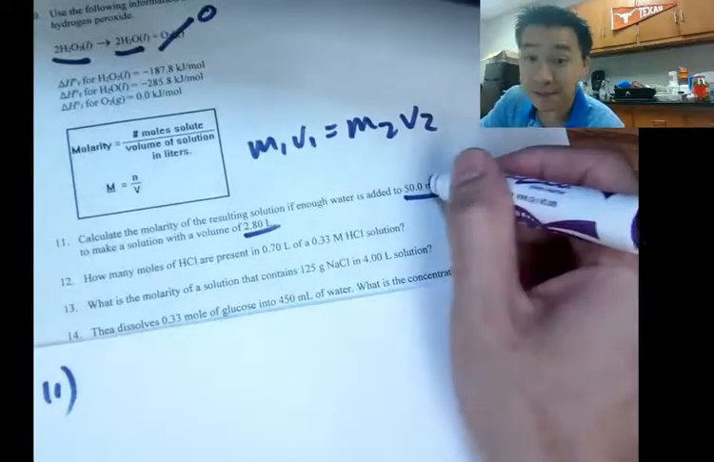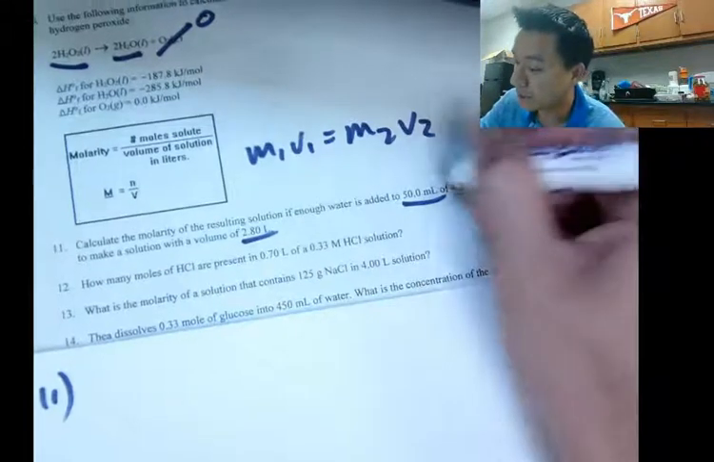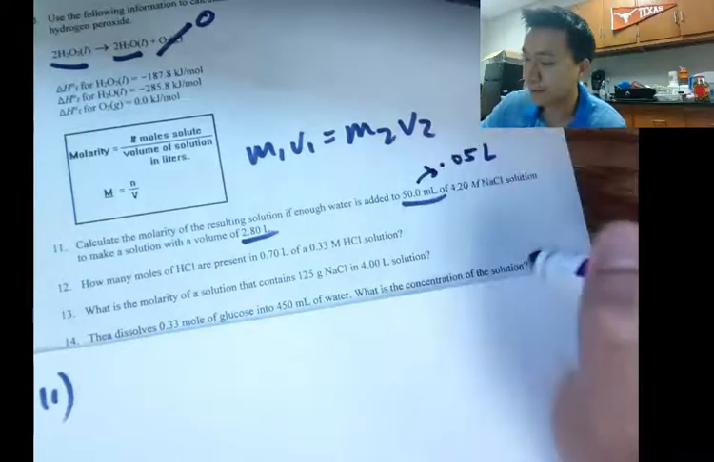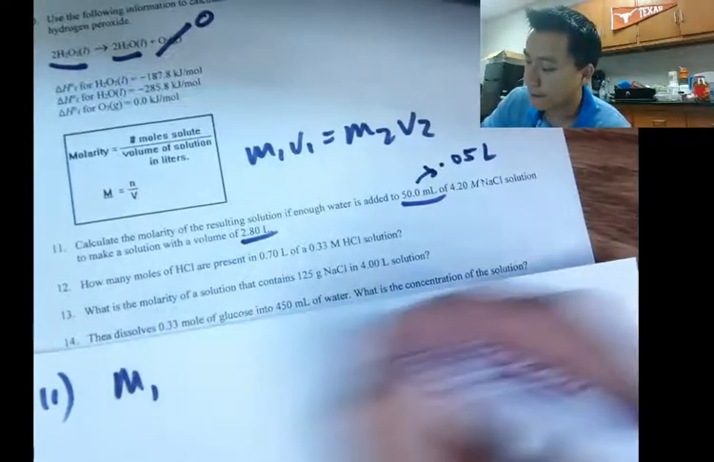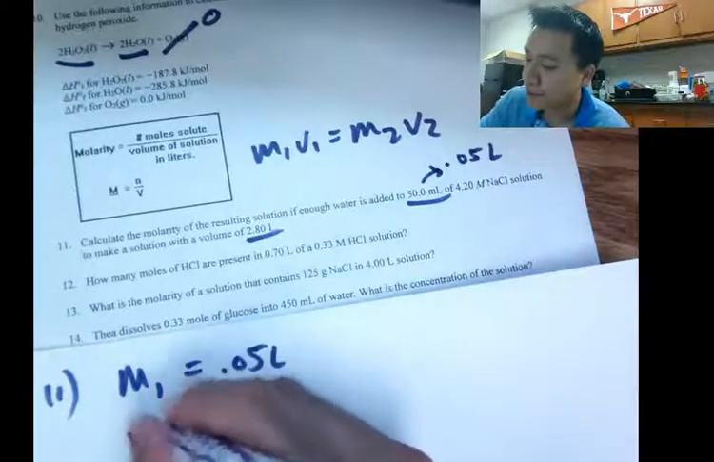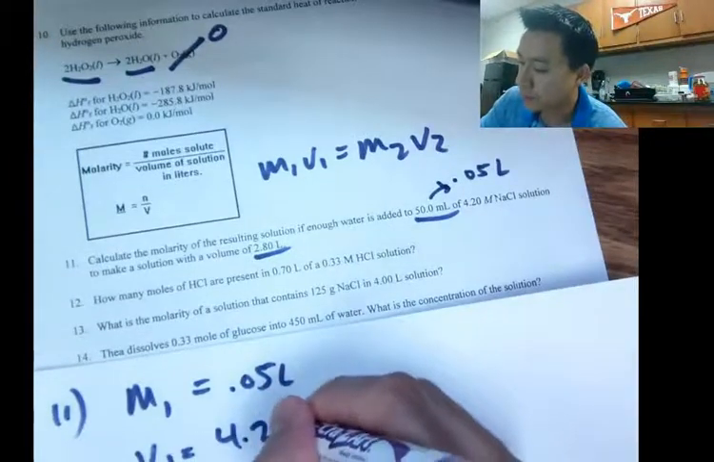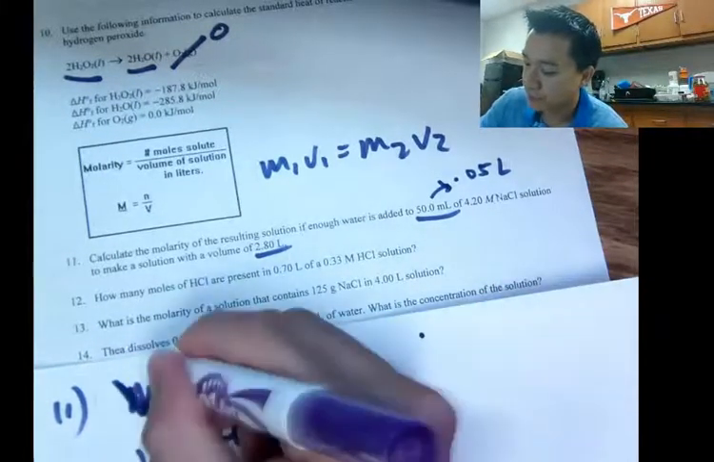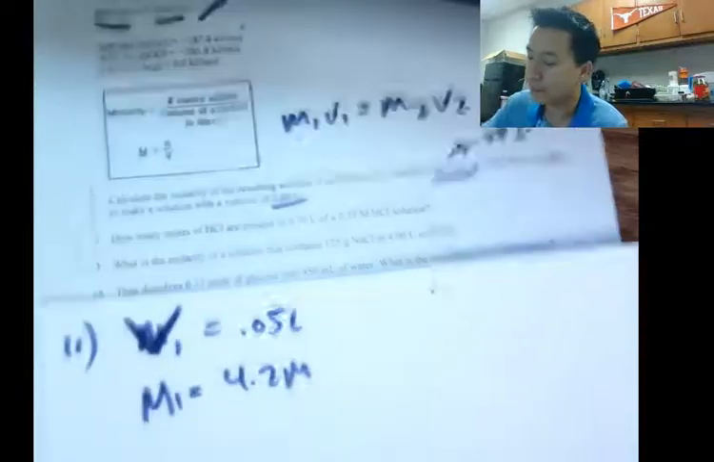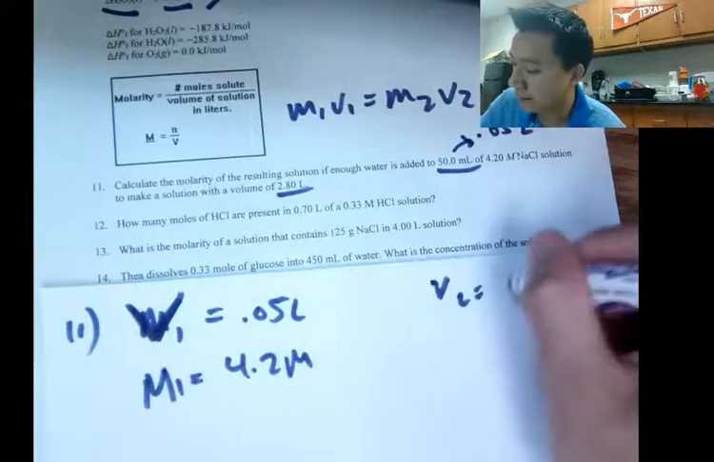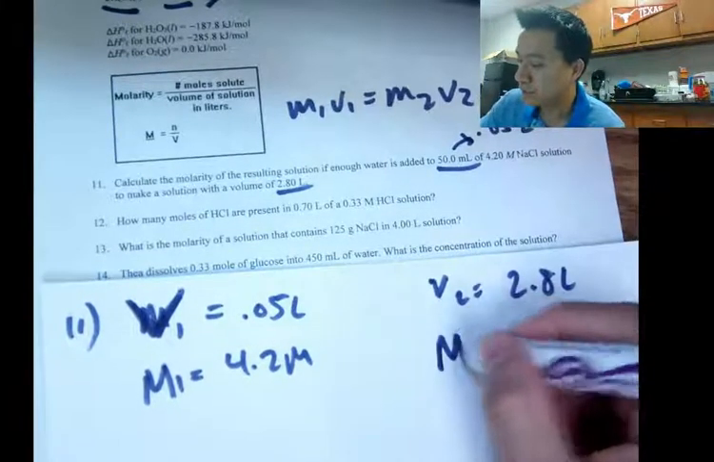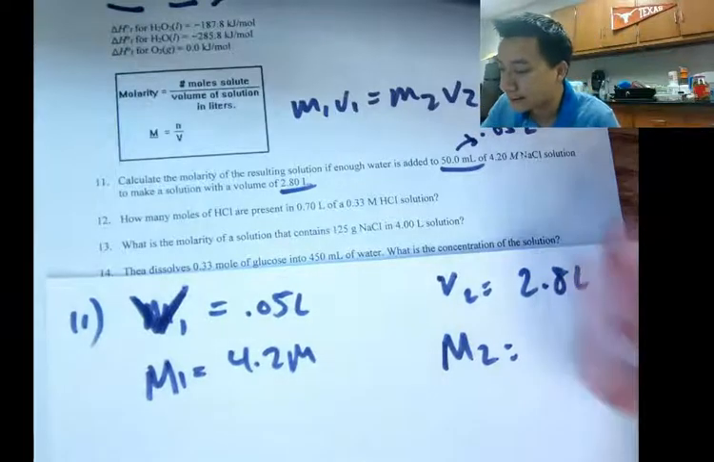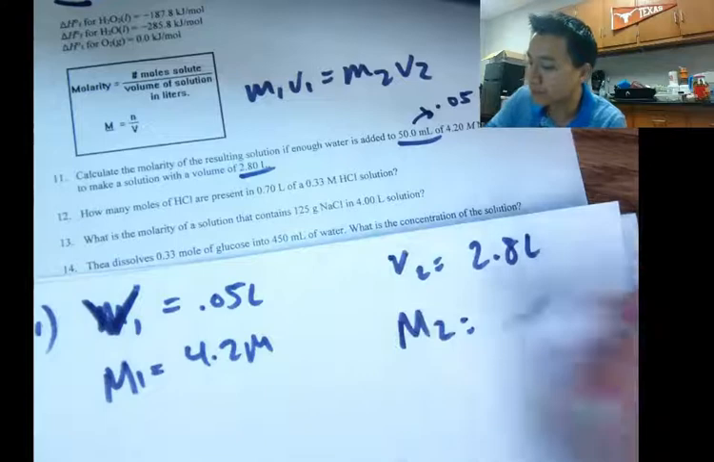Notice one is milliliter, one is liters. We got to change this to liters. Well, 0.05 liters, right? Divide by 1,000, you get that. So V1 is 0.05 liters. M1 is equal to 4.2 molar. I have that backwards. V1, M1, how convenient. There you go. V2 is equal to 2.8 liters. M2 is what we're looking for. It says what was the resulting solution, the molarity of the resulting solution.